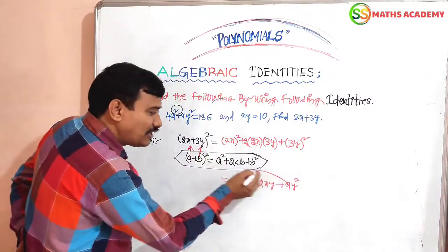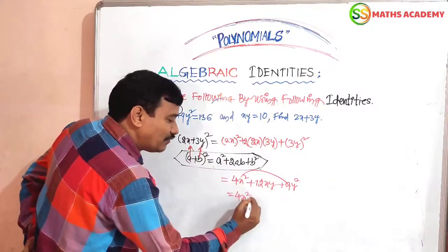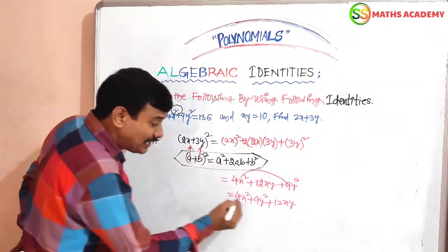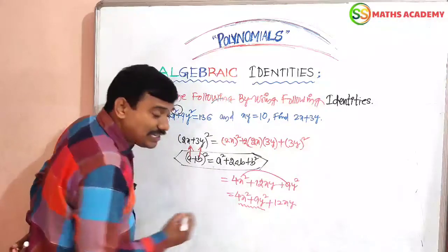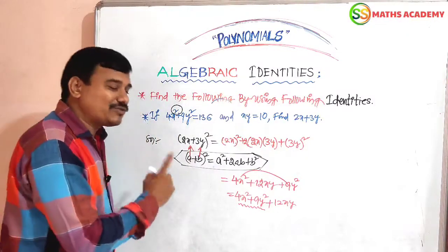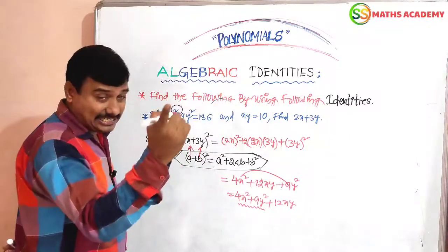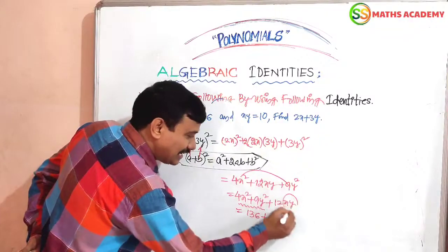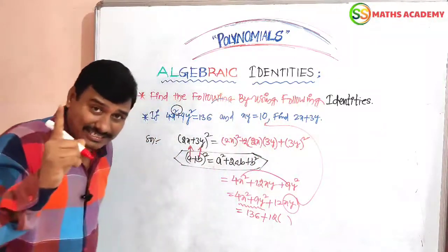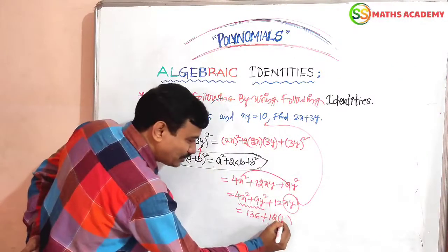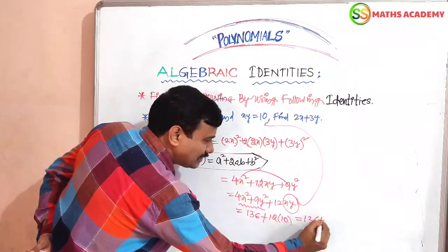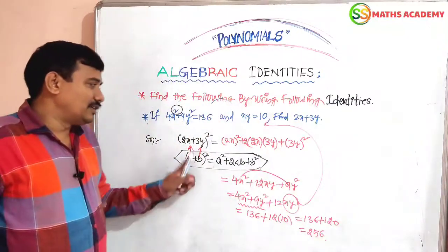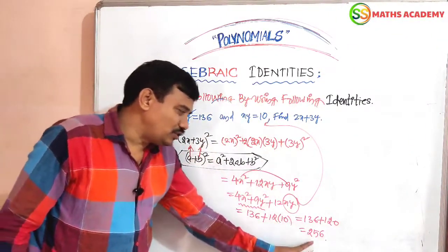Yes, friends, you have to write these two terms on one side. Now 12xy, the second term. Now you have to observe, 4x square plus 9y square value is given, sir: 136. Substitute in place of this one, plus 12. You are right, in place of xy, 10 we have to substitute. Then 136 plus 120 is nothing but 256. 2x plus 3y whole square equals 256.